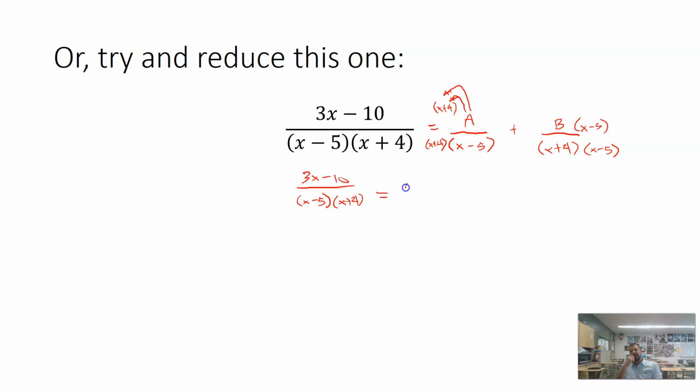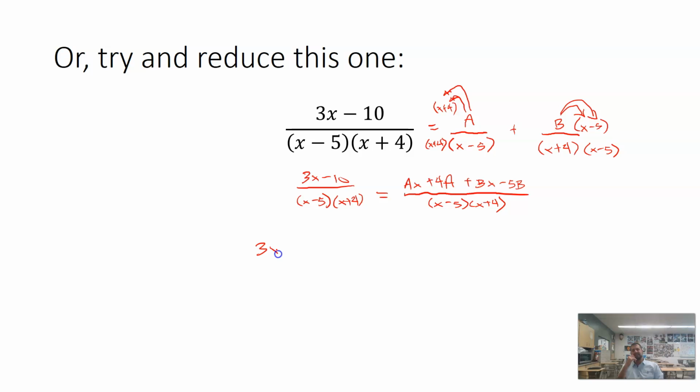So I'm going to get ax plus 4a. Then I'm going to distribute the b into both of these terms. So I'm going to get plus bx minus 5b. And all of that is over x minus 5 times x plus 4. Well, now again, those two fractions are equivalent to each other, so I don't need to worry about the denominator anymore.